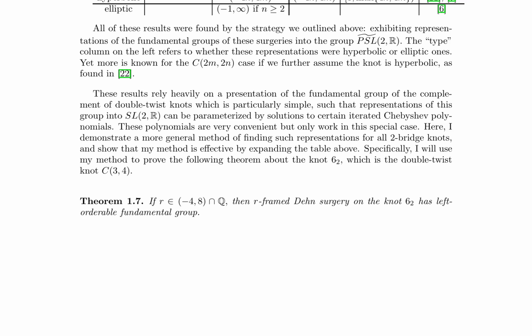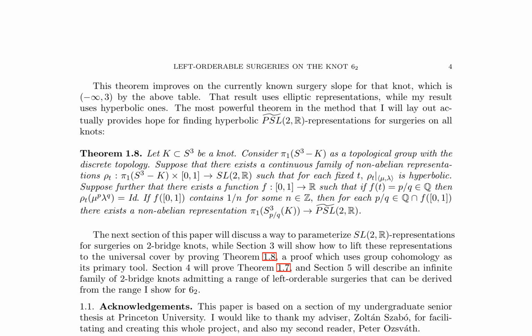This method is used to prove theorem 1.7, improving the currently known surgery slope for the knot 6_2. The theorem states that if r is a rational number within the interval (-4, 8), then the r-framed Dehn surgery on the knot 6_2 has a left-orderable fundamental group.